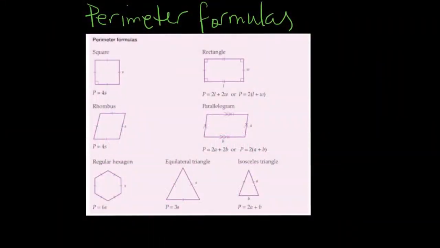Okay, now here are our perimeter formulas. As you can see, we've got a square, a rectangle, a rhombus, a parallelogram, a regular hexagon, an equilateral triangle, and an isosceles triangle. Now these 7 different regular shapes have regular type formulas for working out the perimeter. So I'm going to go through each one individually.